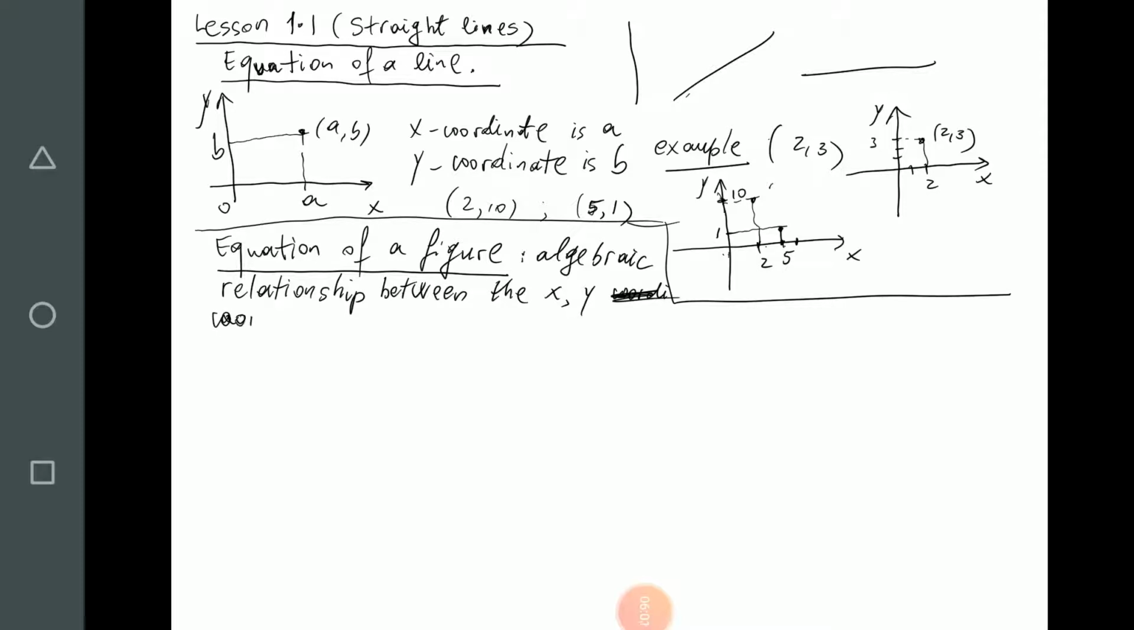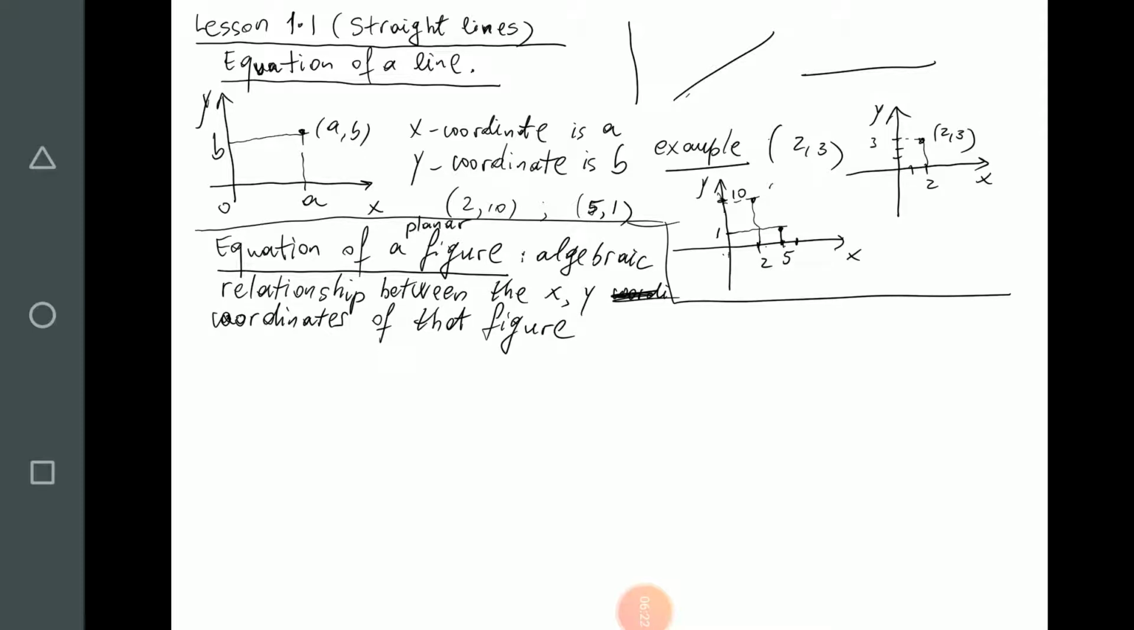got bumped there. So between the x and y coordinates of that figure. So it's an algebraic description of x and y. Now, notice that I should say here the equation of a planar figure, right?